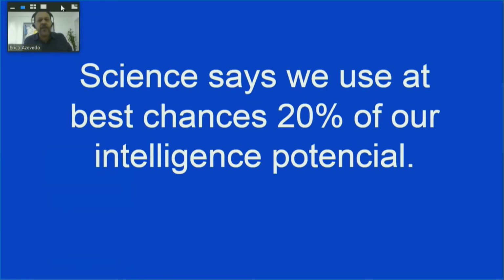Perfect. Science says that at best we use only 20% of our intelligence potential, typically 10%. And I dare to say that as we transfer parts of our responsibilities, of our intellectual activities, to machines, for instance, as we transfer memories to Google, or as we transfer our orientation capacities to software, we tend to reduce the usage of our own potential.